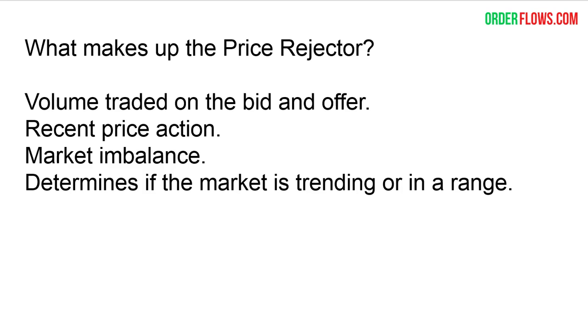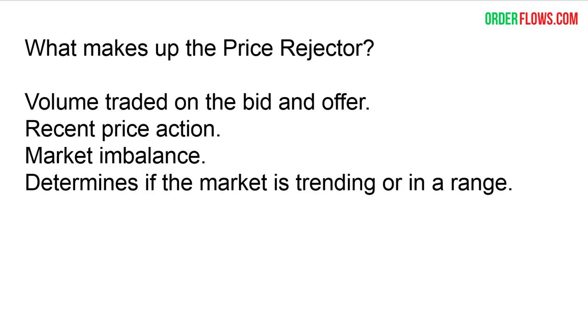Okay, so what makes up the price rejector real quick? It looks at basically four key elements in the market: volume traded on the bid and the volume traded on the offer, recent price action, market imbalance, and it determines if the market is trending or has been traded in a range. Why are these levels important? Well, let me explain.